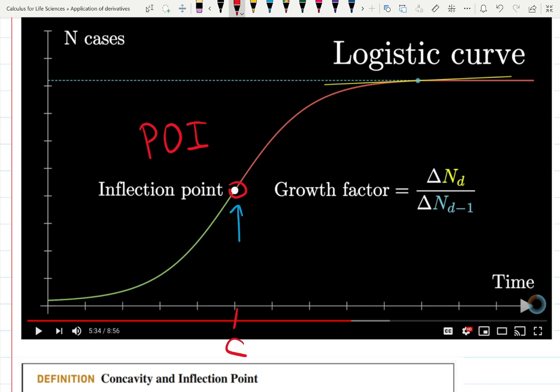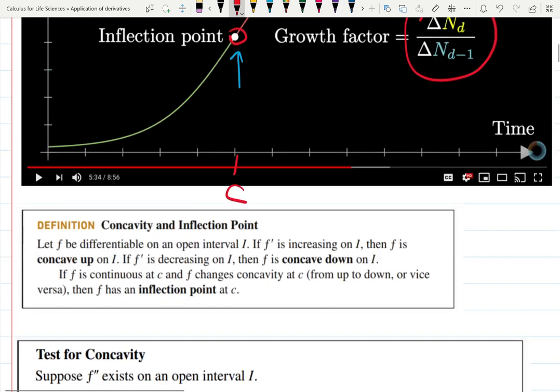But in this, you can see that the growth factor, when you take the number of people who got sick tomorrow and divide by the number from today, or from today to yesterday, this growth factor is changing. Even though the function keeps increasing, today we had 55 new cases and tomorrow we had only 35 new cases. We're still having new cases, but the speed is different. That is a pretty cool idea.